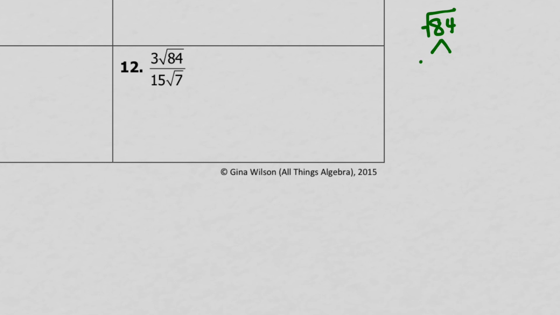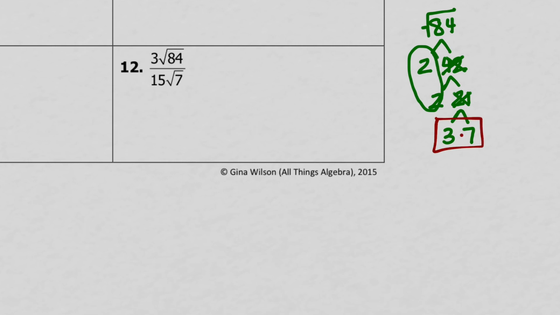Okay, 2 goes into 84 42 times. 42 is not prime. Okay, so 2 goes into that 21 times. 21 is not prime, but that is 3 times 7, and those are both prime. So I can circle a pair of 2's, and then this 3 and 7 don't have buddies, so I'd multiply them back together, and they go inside my radical.